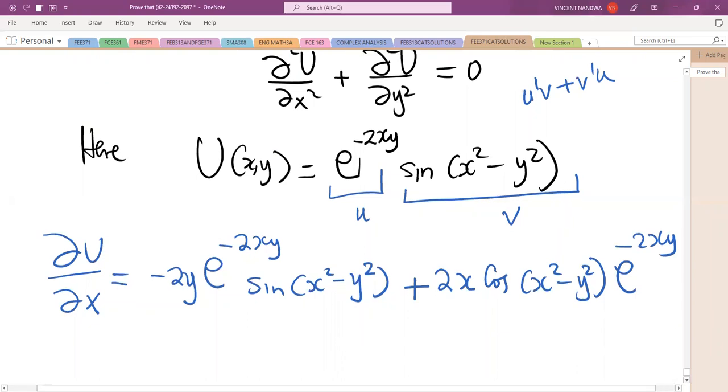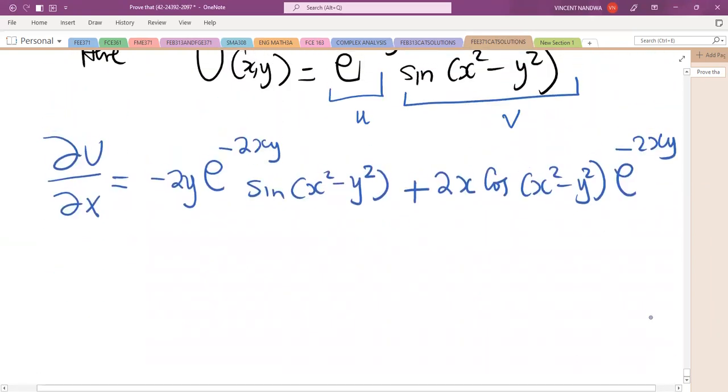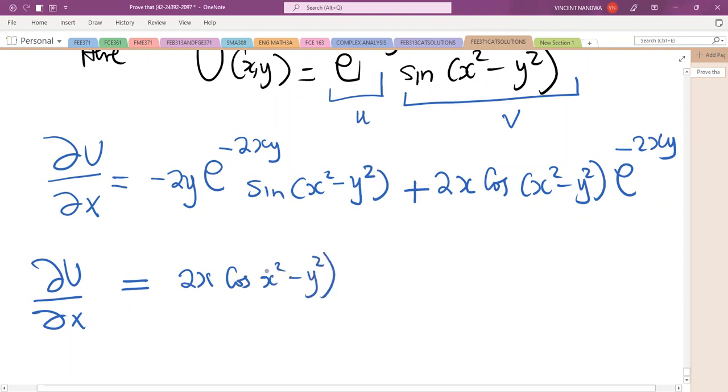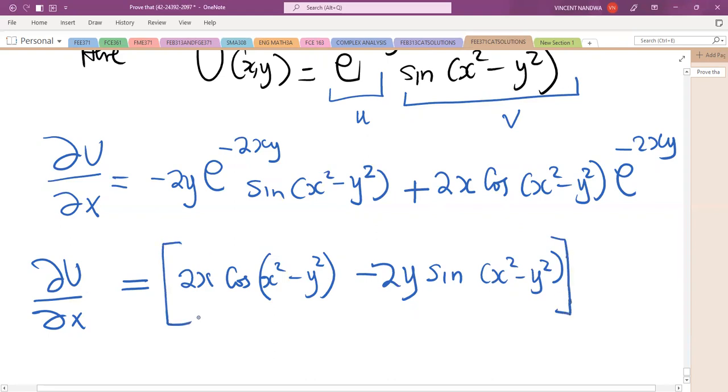So when you factor out e raised to the power minus 2xy, partial u partial x will be 2x cos of x squared minus y squared minus 2y sine of x squared minus y squared. All this you multiply by e raised to the power minus 2xy.